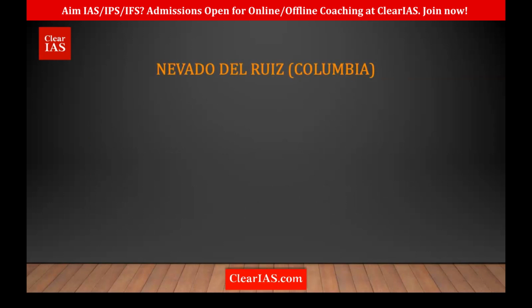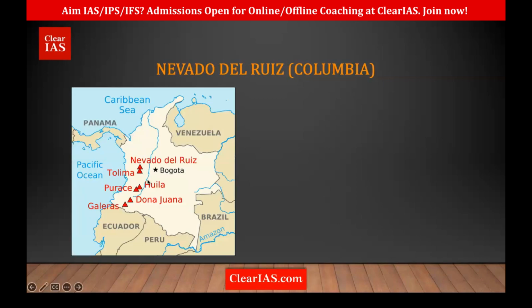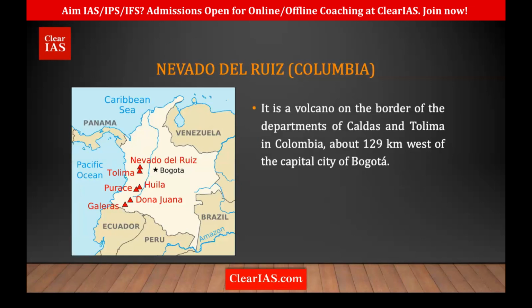The next important place is Nevado del Ruiz, Colombia. This is also important. It's here. Why is it important? Because it is a volcano. People are being evacuated from around this area of Nevado del Ruiz in Colombia because there is a possibility that it would erupt. It is on the border of the departments of Caldas and Tolima in Colombia, in the northern part of South America.